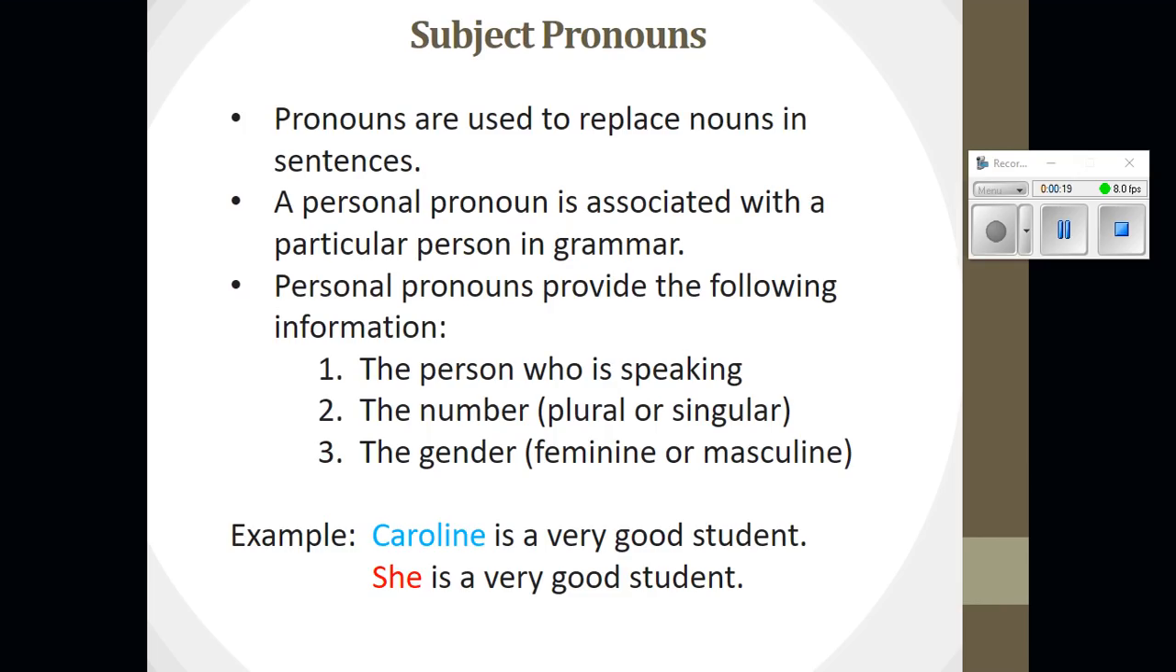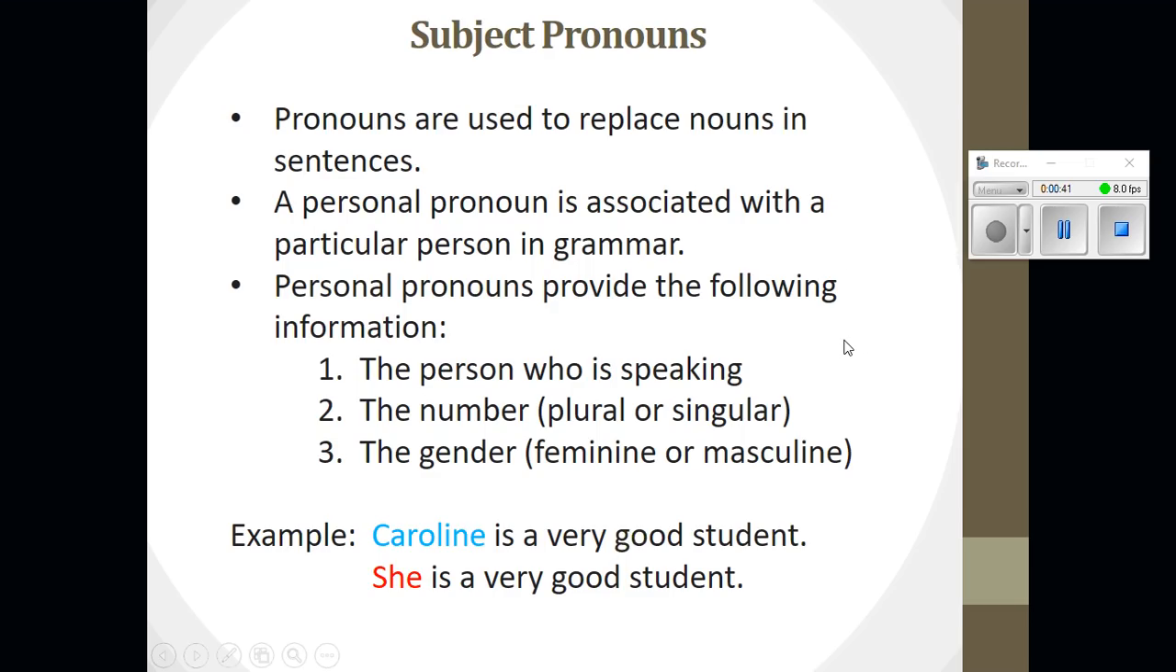So pronouns are used to replace nouns in sentences. You've already learned that in English. A personal pronoun is associated with a particular person in grammar. Personal pronouns provide the following information. 1, the person who is speaking. 2, the number, plural or singular, meaning is it one person or more than one person. And finally, the gender, is it a female or a male?